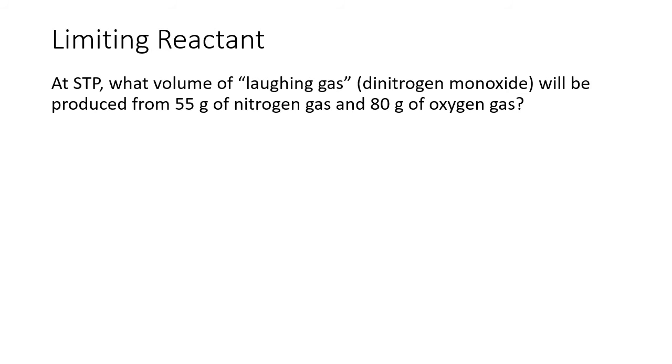For limiting reactant, what you're going to do is you're going to set up 2 problems. You're going to set up one problem from going from nitrogen to our dinitrogen monoxide, right? So dinitrogen monoxide, N2O. And then you're going to set up another one going from 80 grams of oxygen to our product.